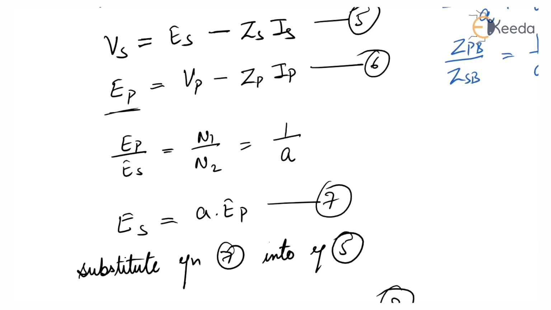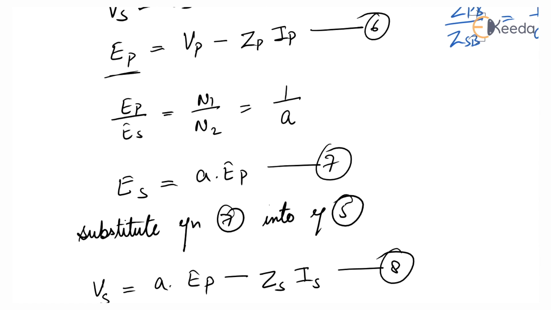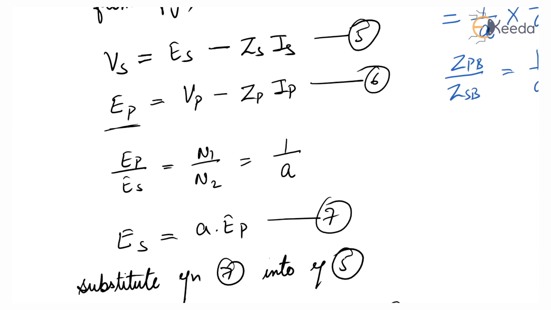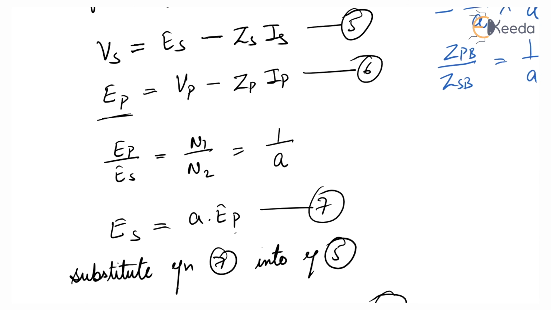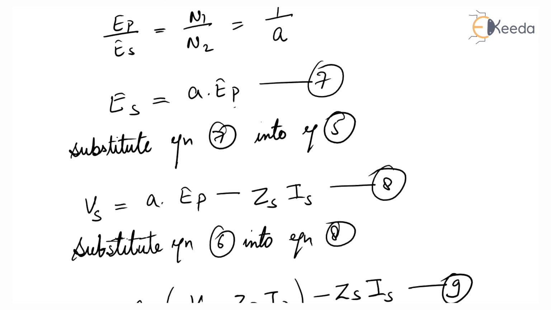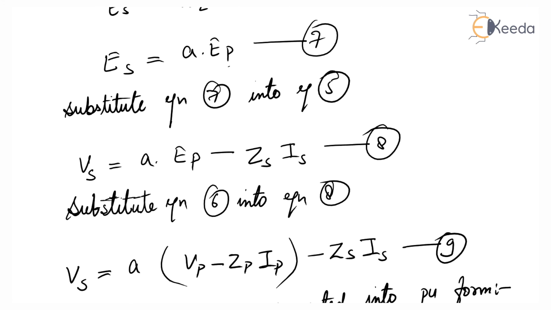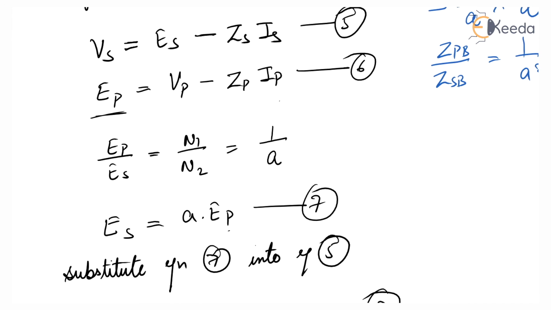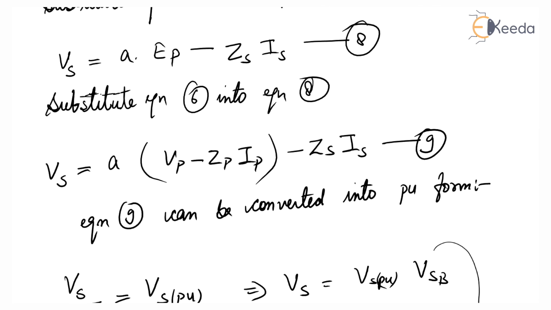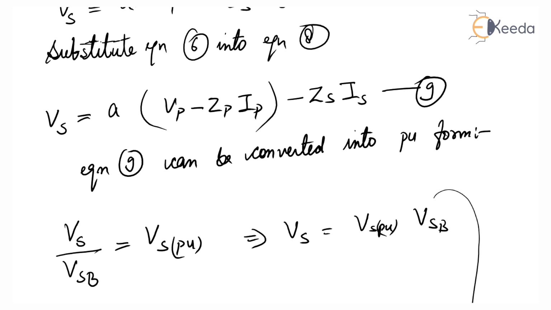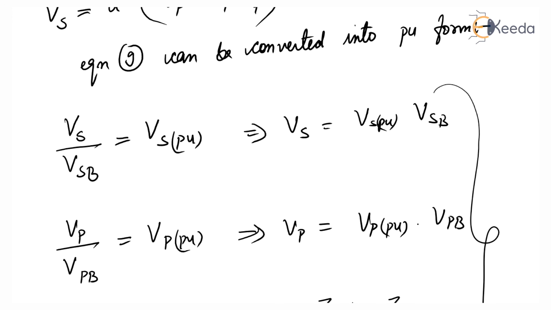Ep by Es is equal to N1 by N2, so Es is equal to A into Ep. Then we know the value from equation 5: Vs is equal to Es minus Zs Is, and we know Es is equal to A into Ep. So substitute this value in equation number 5. Then we get Vs. Then we know the value for Ep: Ep is equal to Vp minus Zp Ip. So substitute this equation 6 into equation number 8. So we got the value for Vs, and we know that Vs upon Vsb, where Vs is the actual voltage and Vsb is the base voltage, gives the Vs per unit value.